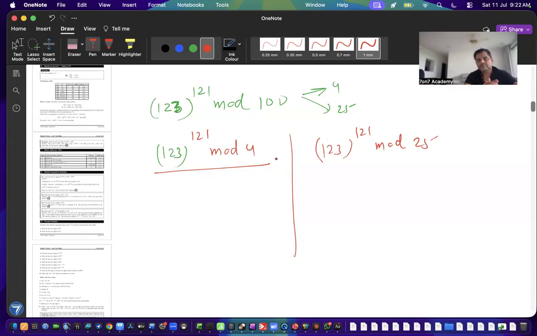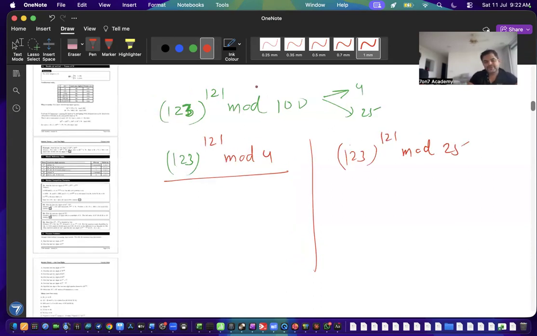Okay, so tell me. It's a multiple of 4, so there's no need to do anything. Isn't 120 a multiple of 4? So you write 124 as -1, so -1 raised to 121. What will that be? -1 only, because it's an odd power. -1 means 3. So that means 123 raised to 121 is congruent to 3 mod 4.